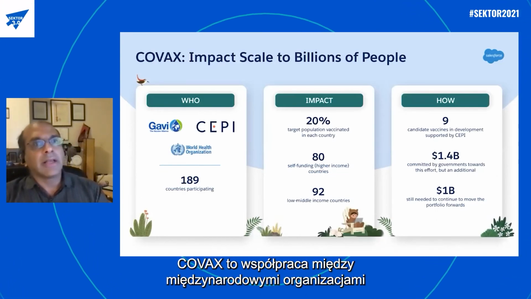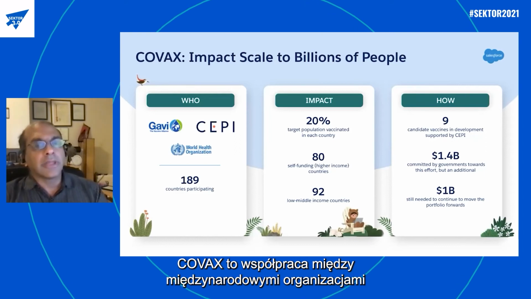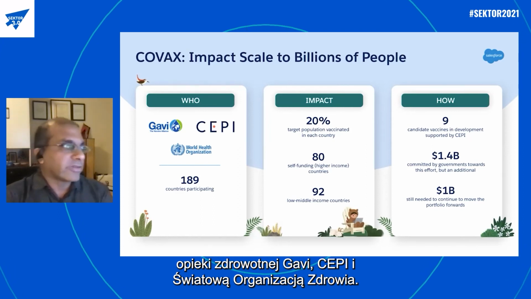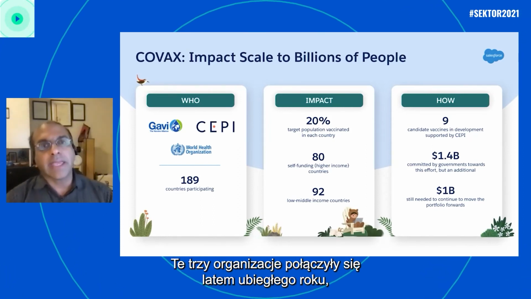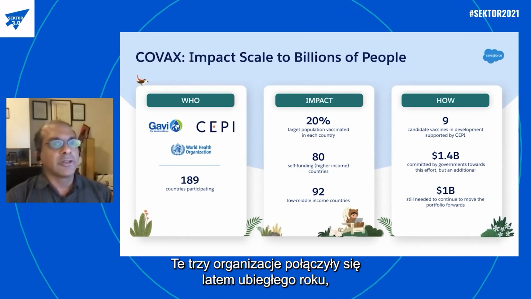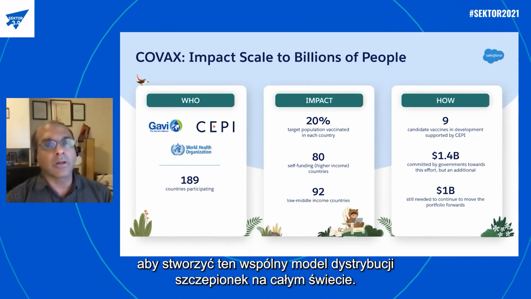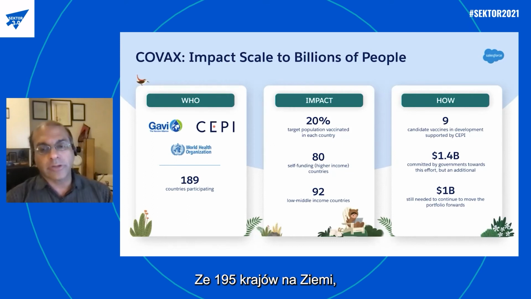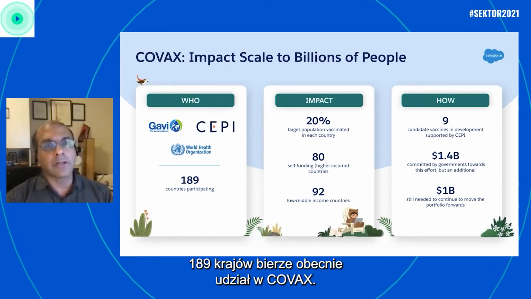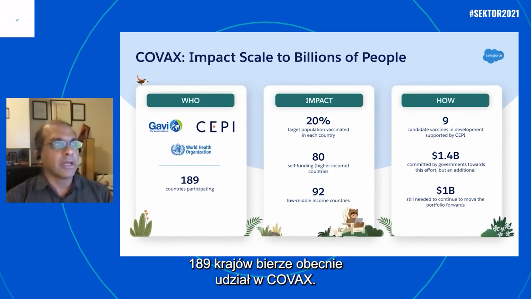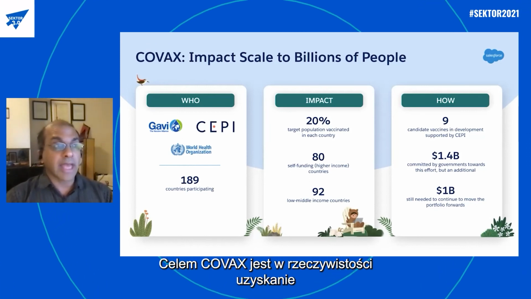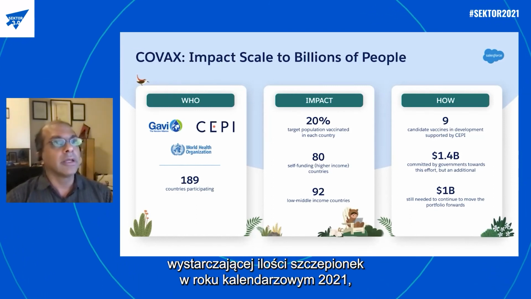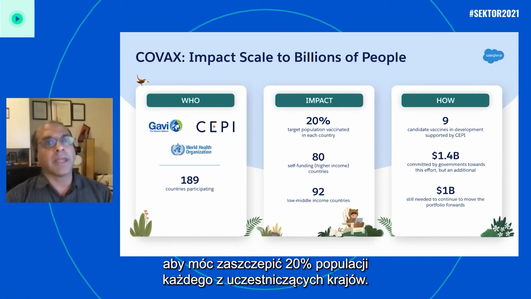COVAX is a collaboration between the International Health Organization's Gavi, CEPI, and the World Health Organization. These three organizations came together in the summer of last year to create this shared model for vaccine distribution around the world. And of the 195 countries on planet Earth, 189 countries are now participating in COVAX. The goal of COVAX is actually to get a sufficient amount of vaccines in calendar year 2021 to 20% of each one of the participating countries.